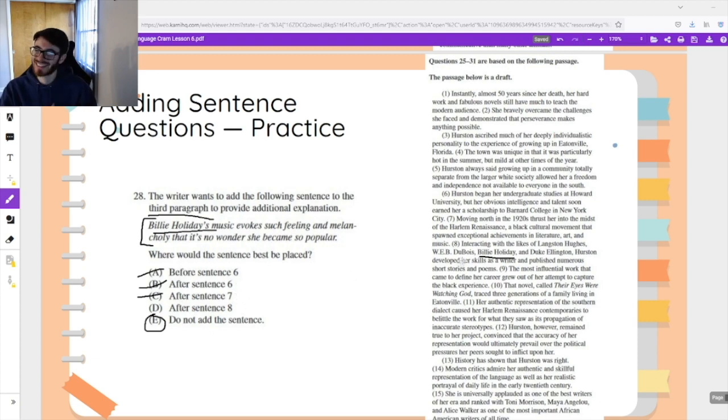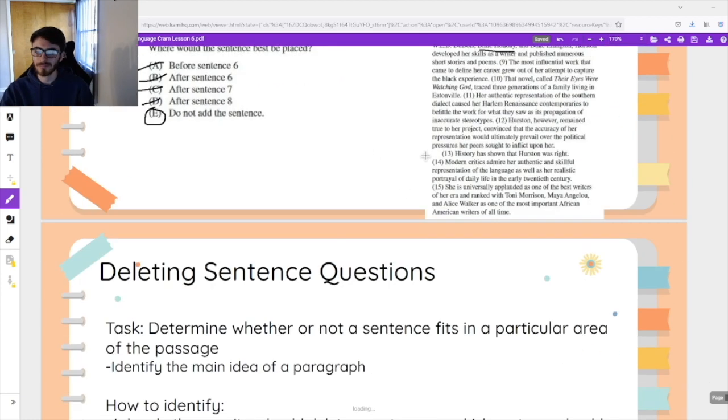But no, it just isn't relevant at all. Because we're not mentioning Billie Holiday for the sake of talking about her. We're mentioning Billie Holiday for the sake of talking about Hurston. So E is the correct answer. We do not want to add this sentence. It does not fit into this paragraph.